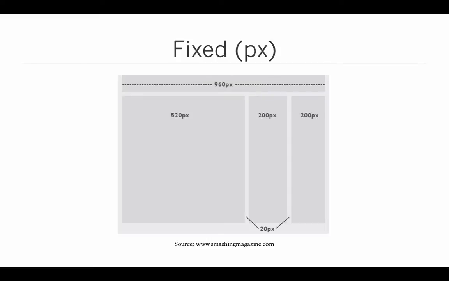In a fixed layout, you can see that all columns are specified using pixels. So in this case, a 520 pixel column and two 200 pixel columns are separated by 20 pixels of margin, which adds up to 960 pixels total.